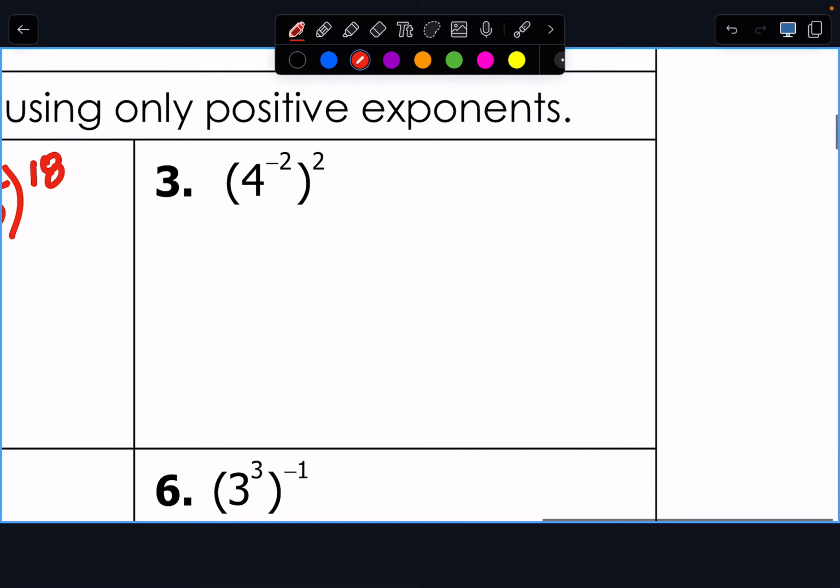Now, what about in number 3? What does the exponent for 4 become? 4. Negative 4. And am I going to allow you to keep a negative exponent? No, so I want this to be 1 over 4 to the 4th.